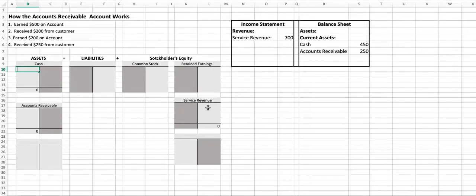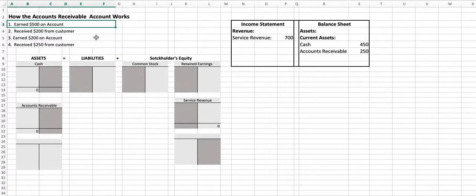We will also use a revenue account called service revenue, and it has a normal credit balance. That means that increases happen on the credit side. Let's take a look at these transactions.